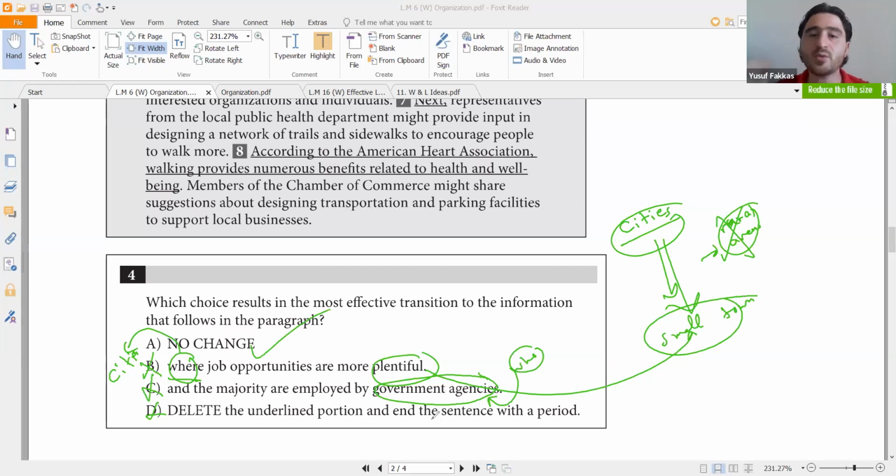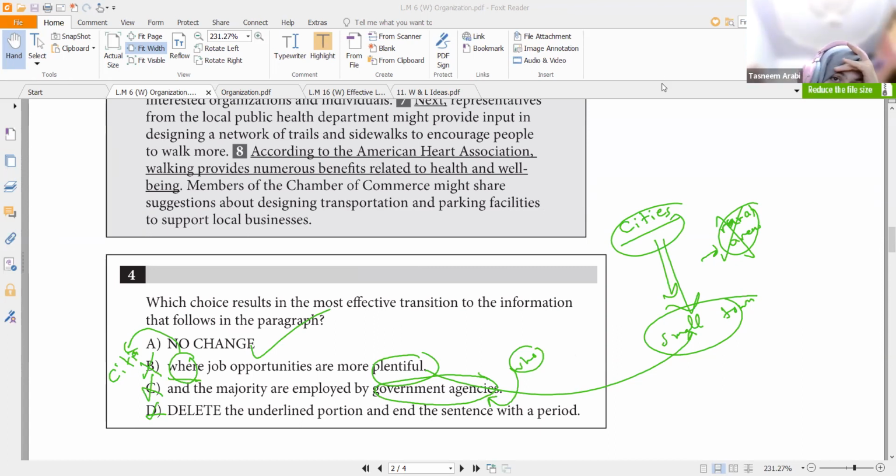That's what we mean by smooth transition. Your idea is about cities. Your example is about small town. That's a sudden transition, and the example will not be efficient to clarify the idea. So we need that transition in between to tell you about cities and then rural areas, and then the example is about a small town related to the rural areas. Okay, guys, is it clear now how transition works?